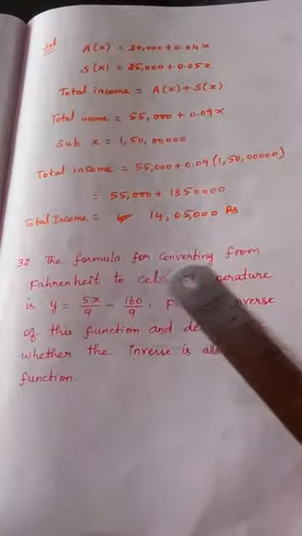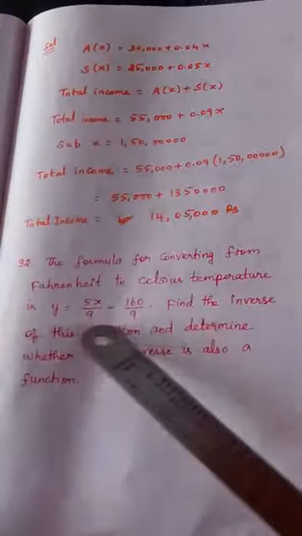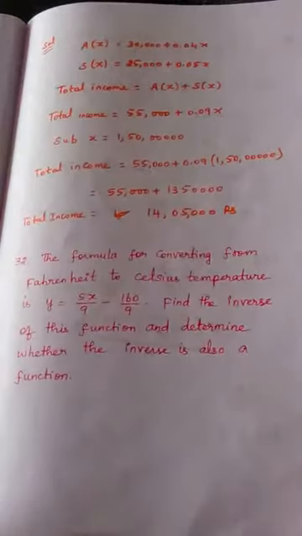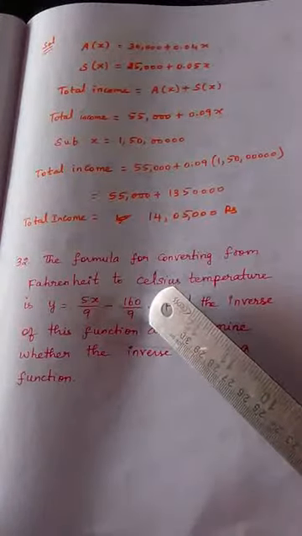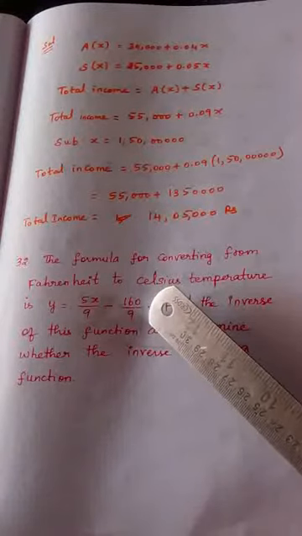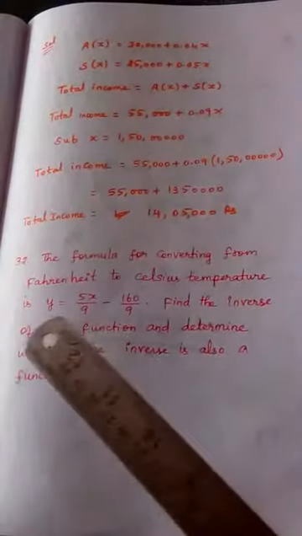The formula for converting from Fahrenheit to Celsius temperature is given by a relation. y is equal to 5x by 9 minus 160 by 9. So what does this equation represent? It is the formula used for converting Fahrenheit to Celsius temperature. What do we need to find? Find the inverse of this function.